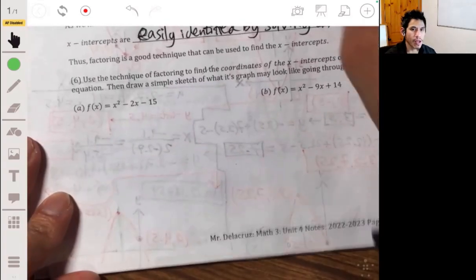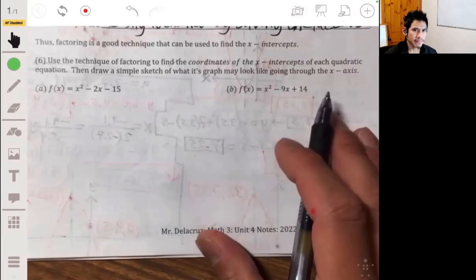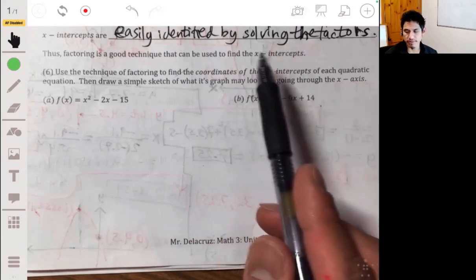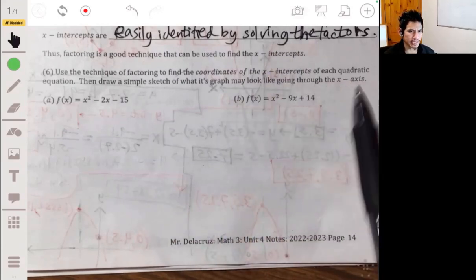Okay, so let's use this technique of factoring to find the coordinates of the x-intercepts of each of the quadratic equations here. And then we're going to draw a simple sketch of what it could look like going through the x-axis.